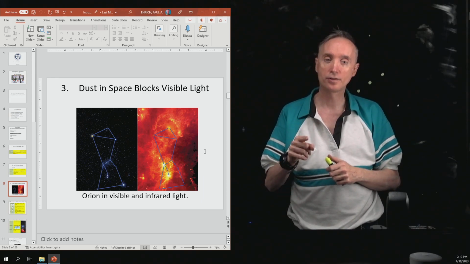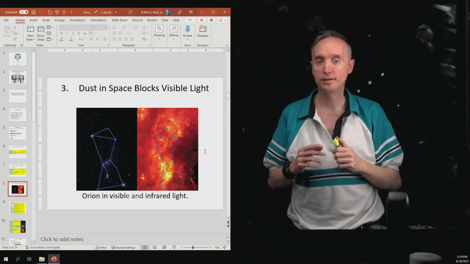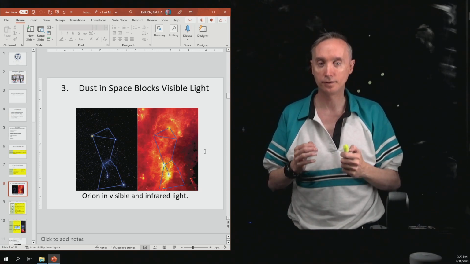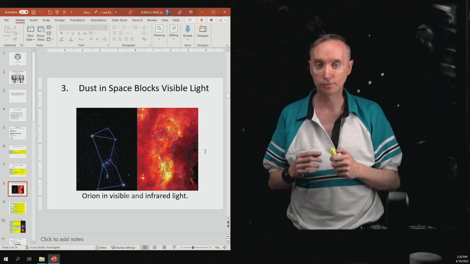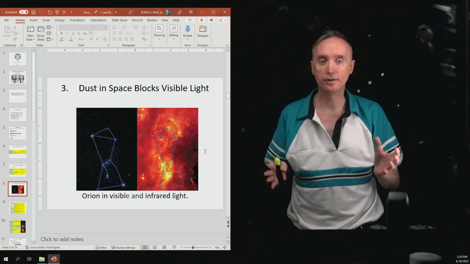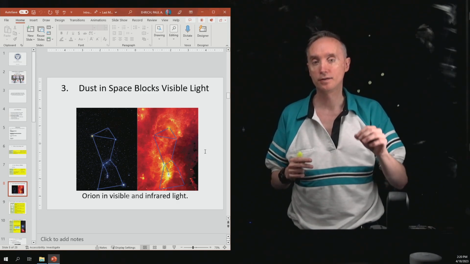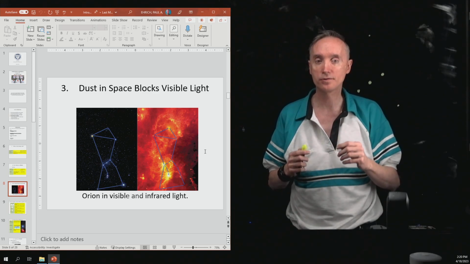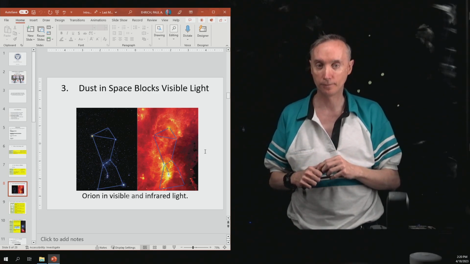However, look at the picture on the right. That is a picture of the night sky using infrared light, infrared radiation. And you notice now that it's all lit up. As a matter of fact, the brightest spots in that picture are where stars are actively forming.